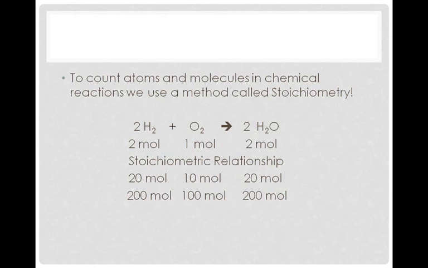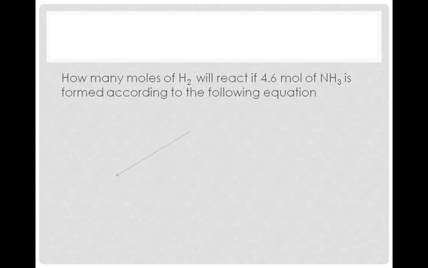So, let's take this a step further, and let's look at a problem. It's going to look very familiar. It's going to look very similar to the problem that we mentioned earlier in the video. How many moles of H2 will react if 4.6 moles of NH3 is formed according to the following equation? Remember, I wanted earlier to know how much hydrogen I'm going to need, or how much nitrogen I would need to make the 4.6 moles of NH3 that I want to form.